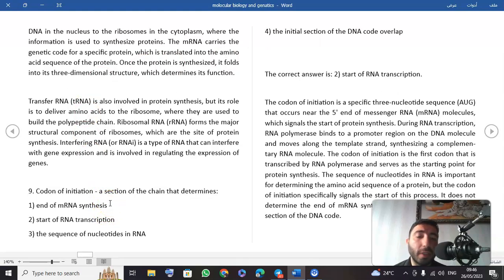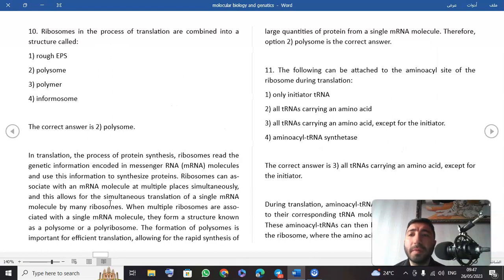And we also mentioned the codon of initiation, which is a specific sequence of 3 nucleotides, AUG, that occurs near the 5' end of the messenger RNA, mRNA. Number 10. Ribosomes in the process of translation are combined into a structure called polysome, because in translation, protein is synthesized by the ribosomes from the genetic information encoded in mRNA.